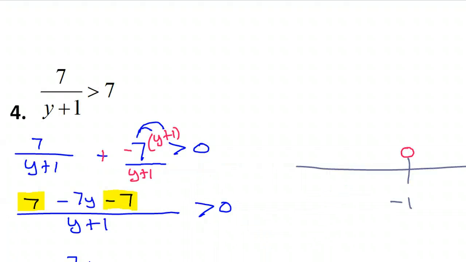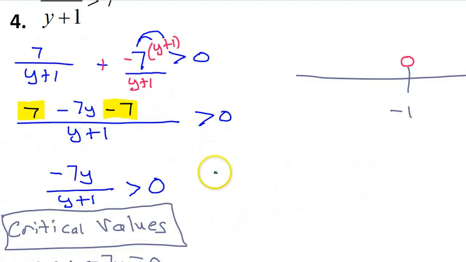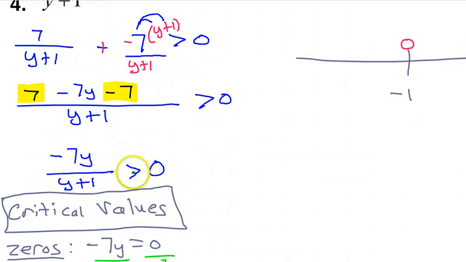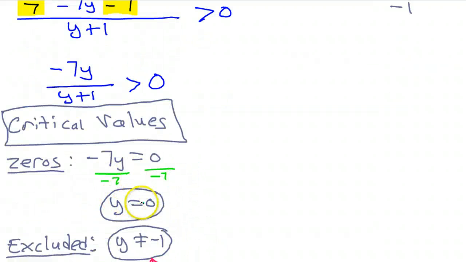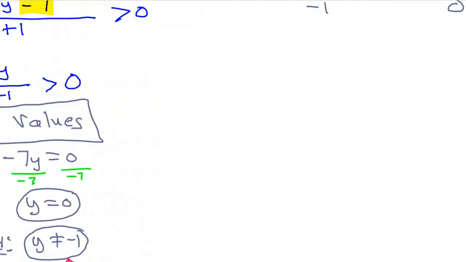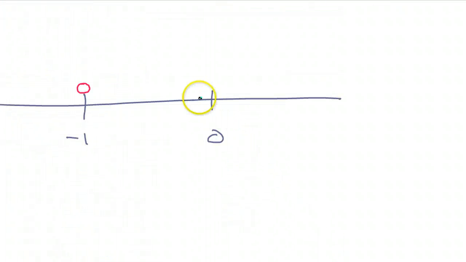Now, how about the 0 of the function? Well, that depends on whether we want 0 or not. We want values that are greater than 0, not equal to 0. And zeros give you equal to 0. So we don't want that. So we're going to leave this an open circle as well.